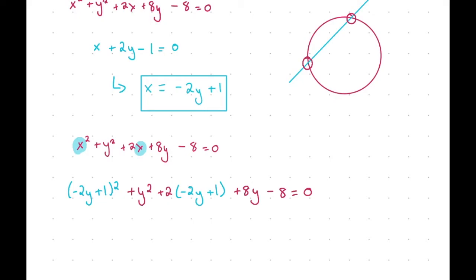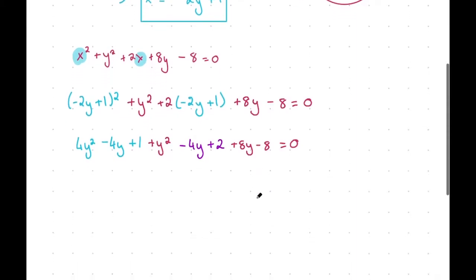So then I'm going to square that out, and I'm going to get 4y squared minus 4y plus 1. Then I'm going to have the plus y squared next, so plus y squared, and then I'm going to multiply this out, which is going to give me minus 4y, and then I'm going to have plus 2, and then my plus 8y and minus 8. So plus 8y minus 8, and all of that's equal to 0.